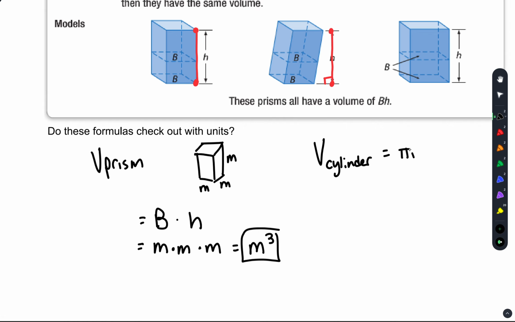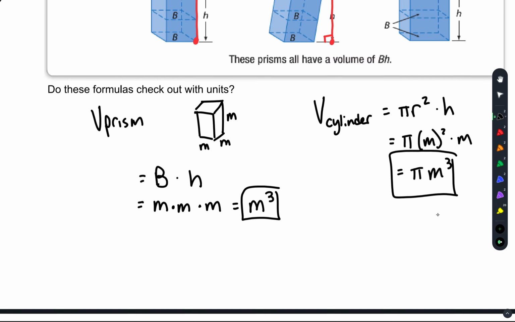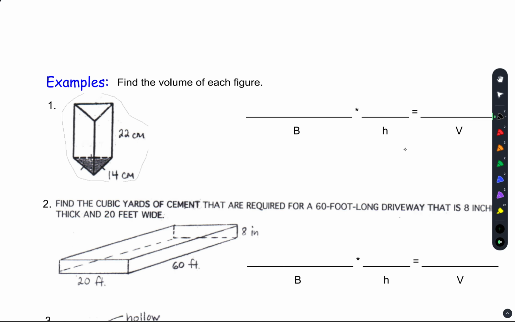Again, I'm thinking pi r squared times H. The radius of my cylinder would be something in meters, so pi times meters squared. The height would be in meters. That's just pi meters cubed. We're looking for that cubed. Just make sure that all of your units in this unit are units cubed. Good? Okay. All right. Let's flip it over. Number 1. What shape is this?